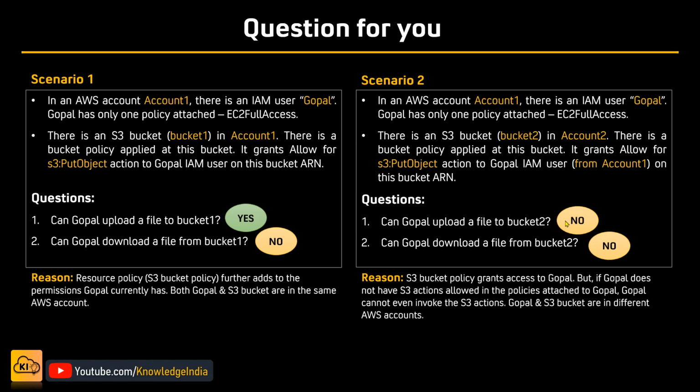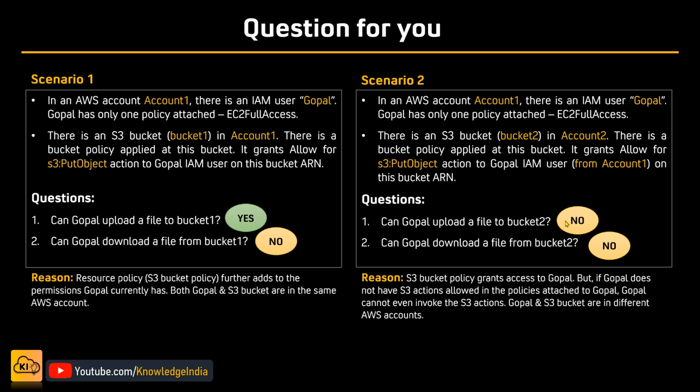So if you have to make it work in scenario 2, you will at least have to attach S3 put object permissions to Gopal as an identity based policy, right? After that, Gopal will be able to invoke that action from here, and account 1 will allow it. And then when that request reaches the actual bucket, let's say bucket 2, whose bucket policy is written accordingly, it will work. But if Gopal doesn't have any identity based permission for S3 actions, then Gopal will not be able to invoke that particular S3 action itself. That's the thing which you need to understand.